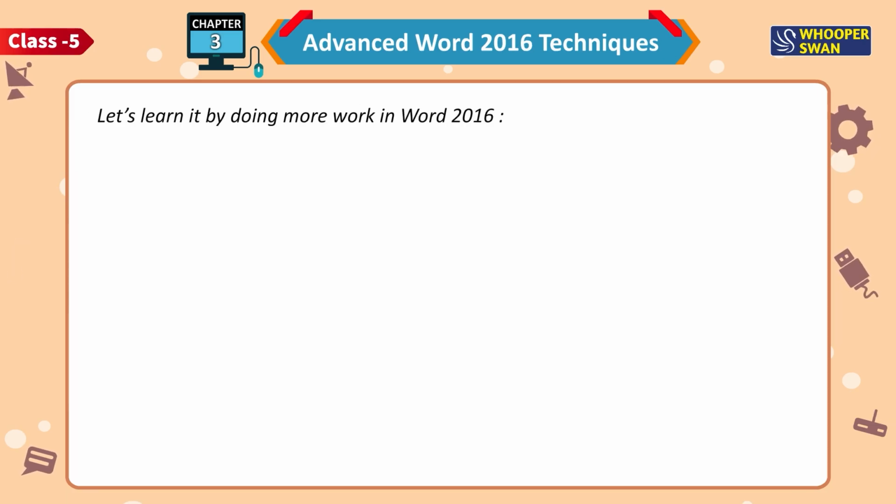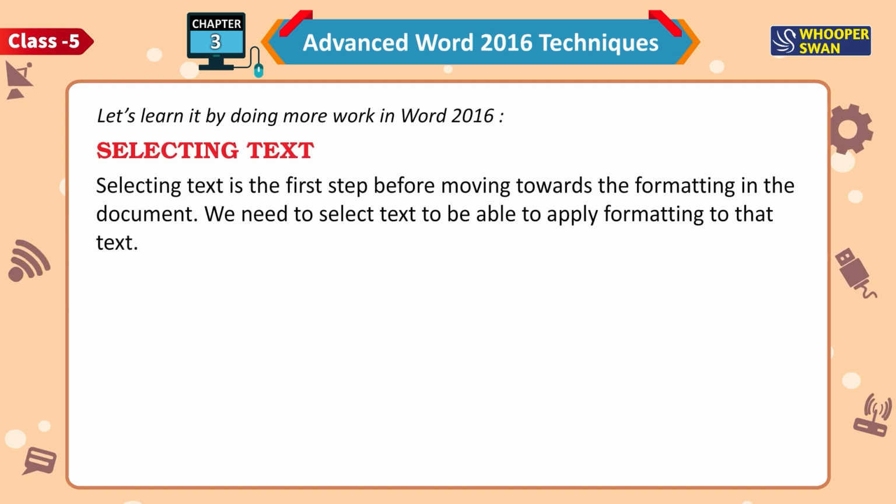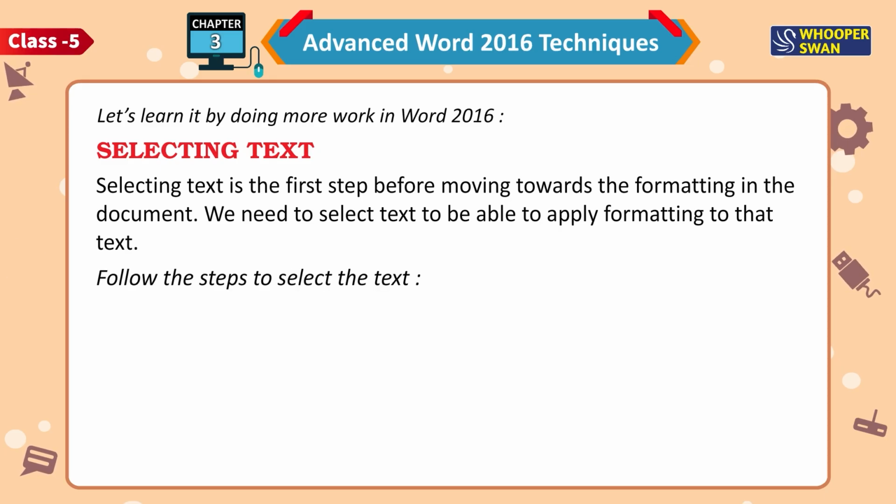Let's learn it by doing more work in Word 2016, selecting text. Selecting text is the first step before moving towards the formatting in the document. We need to select text to be able to apply formatting to that text. Follow the steps to select the text.